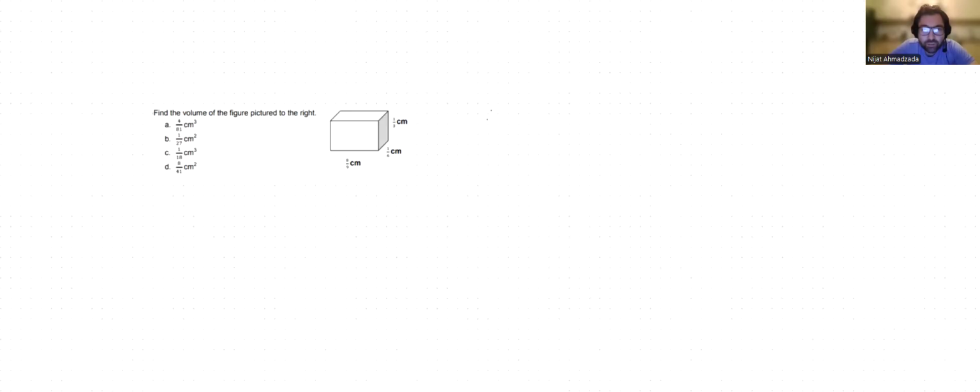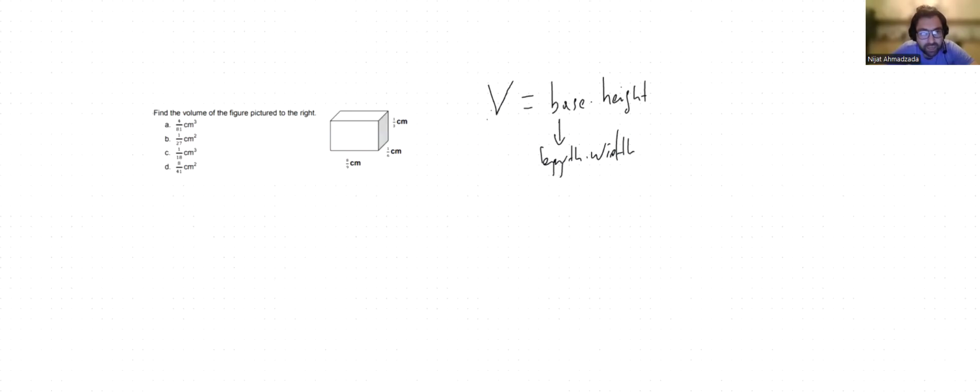So for the volume of a cube or any rectangular 3D figure, we can write it as a cube or parallelepiped, it doesn't really matter. We write it as base times height, right? And what is base? Base is length times width. Okay, so that's all the information that we need.